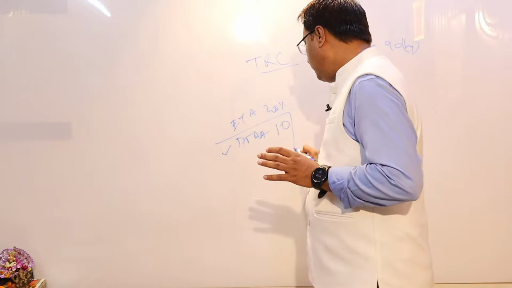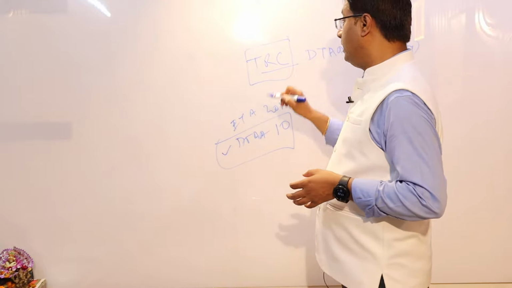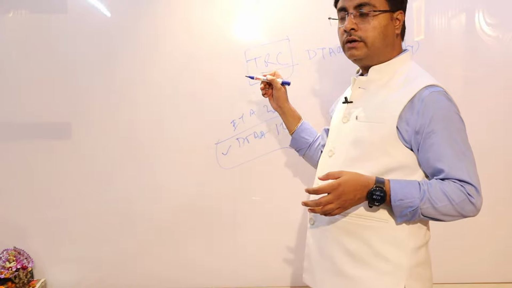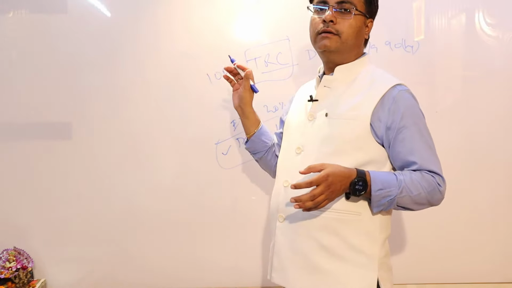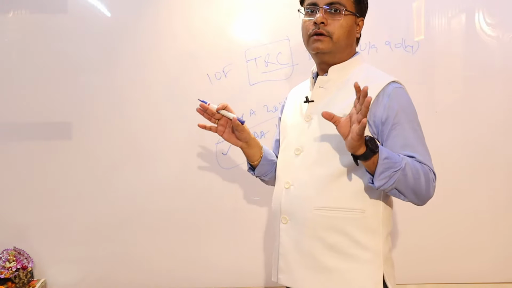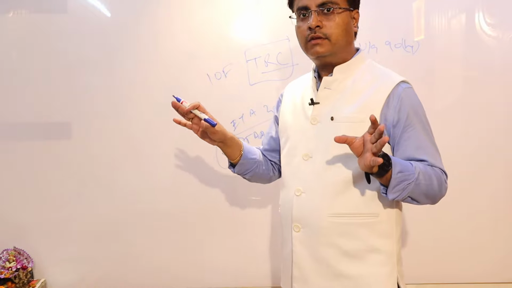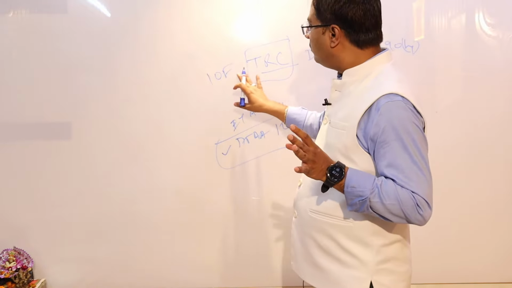For the purpose of the DTA most beneficial rate, you must have a TRC certificate, and the TRC certificate should be in the format of Form 10F. That also needs to be filed online. Now the PAN number requirement has gone away. That is extended till 30th September 2023. So your TRC certificate should be in the format.